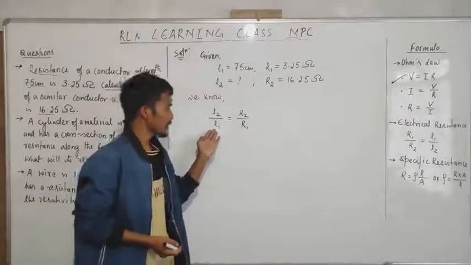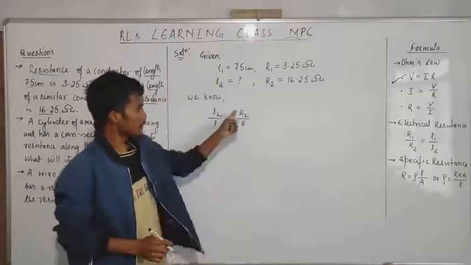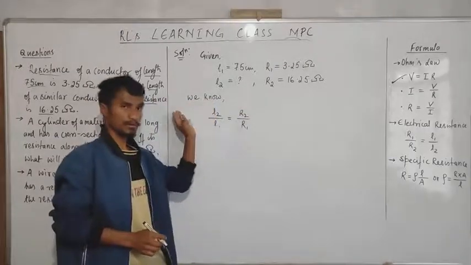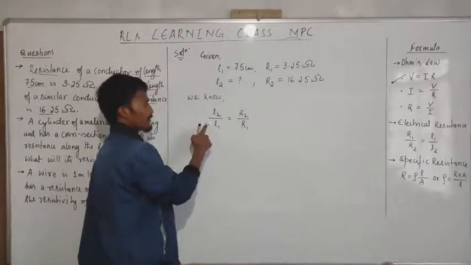If we find L1, then I'll write first L1 here, L1 by L2. Then R1 by R2. Then if we find R2 also, I'll write first R2 from this side, then R1 from this side. That will be very simple for you. Now we need to find L2.